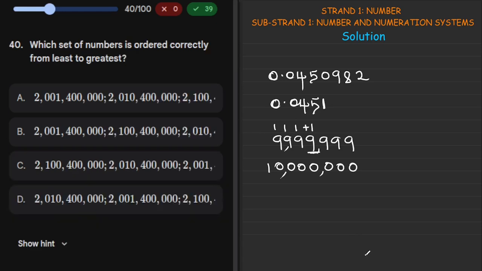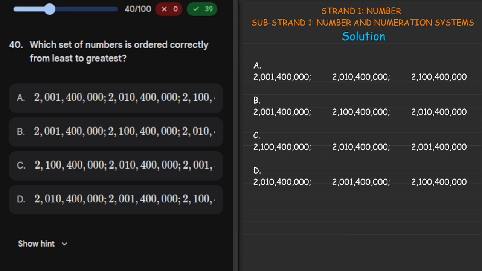Question number 40. Which set of numbers is ordered correctly from the least to the greatest? Since it says from the least to the greatest, you are going to look at all these numbers for the one that has the arrangement in the list from the least to the greatest. For each and every one, we'll just look at the number of digits to compare and know its weight. For the first one here, we have 3, 6, 9, we have 10 digits. This also has 10 digits. This also has 10 digits.